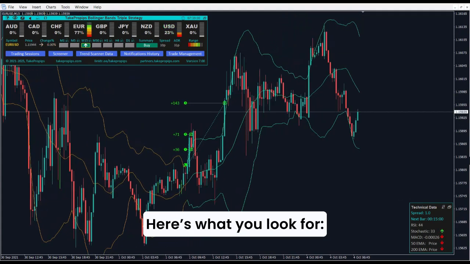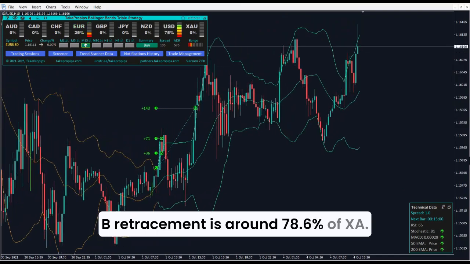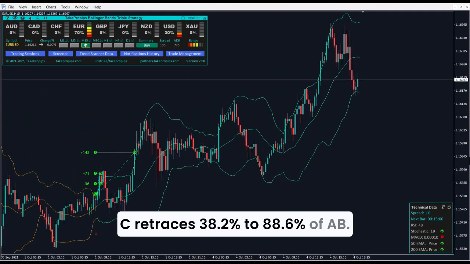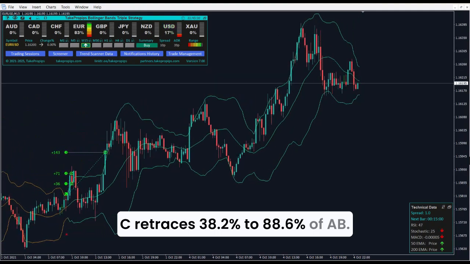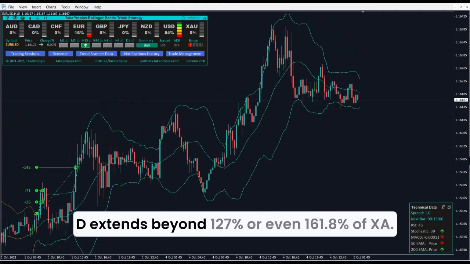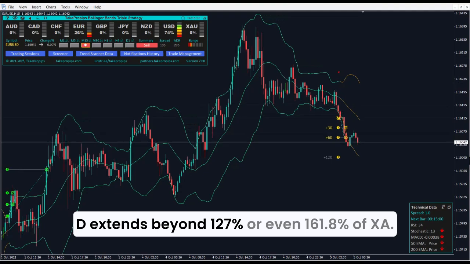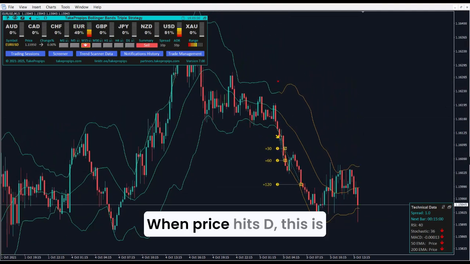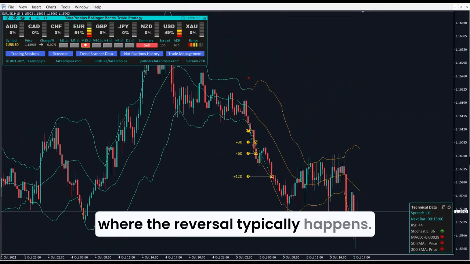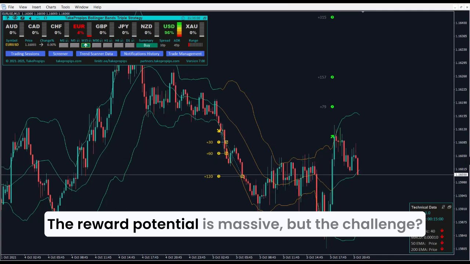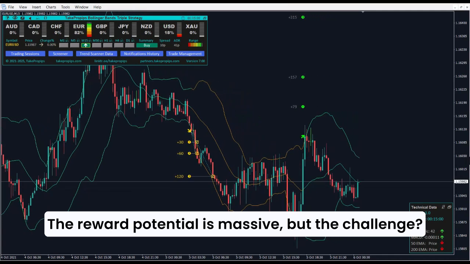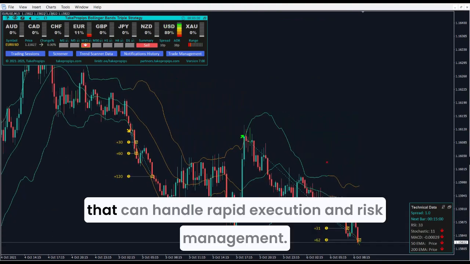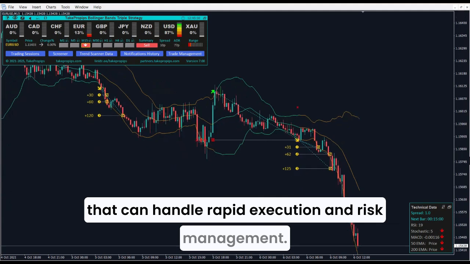Here's what you look for. B retracement is around 78.6% of XA. C retraces 38.2% to 88.6% of AB. D extends beyond 127% or even 161.8% of XA. When price hits D, this is where the reversal typically happens. The reward potential is massive, but the challenge? High volatility. Since these trades move fast, you need a system that can handle rapid execution and risk management.